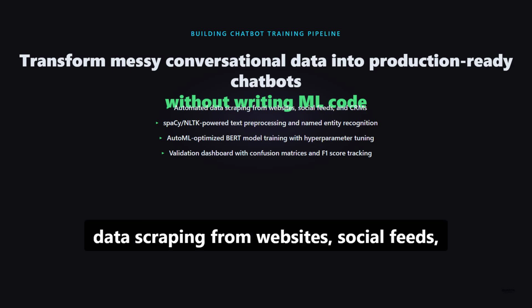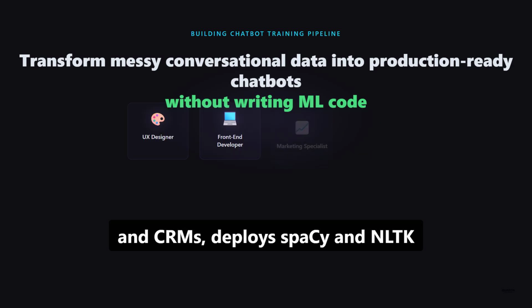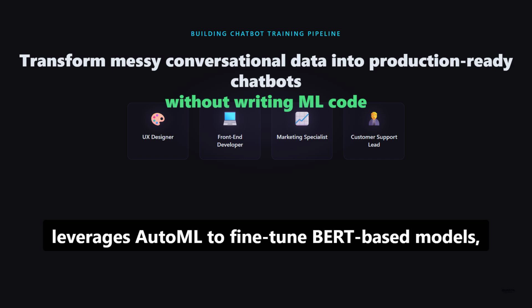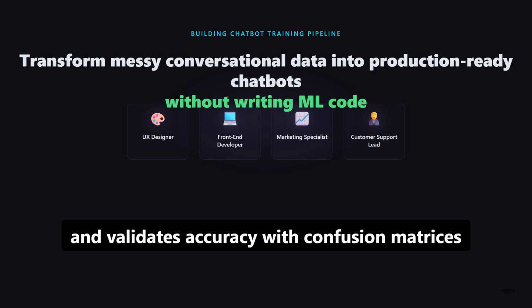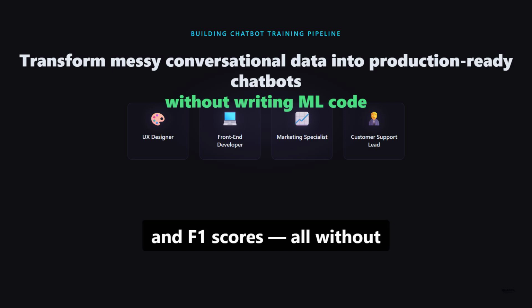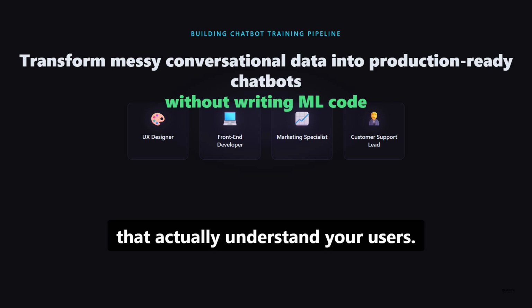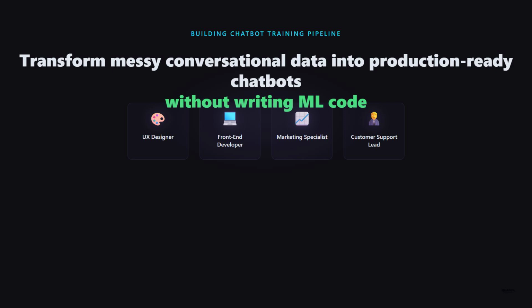This skill automates data scraping from websites, social feeds, and CRMs, deploys spaCy and NLTK for tokenization and named entity recognition, leverages AutoML to fine-tune BERT-based models, and validates accuracy with confusion matrices and F1 scores, all without writing a single ML line. Say goodbye to "works on my machine" chaos and hello to chatbots that actually understand your users.